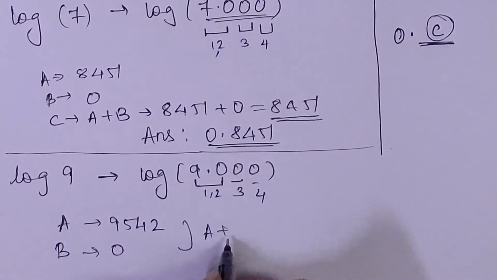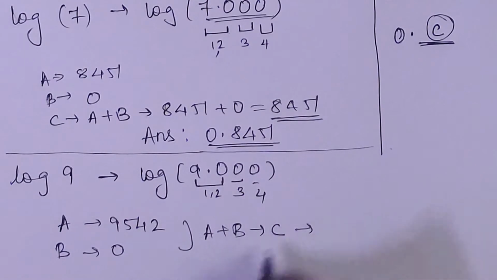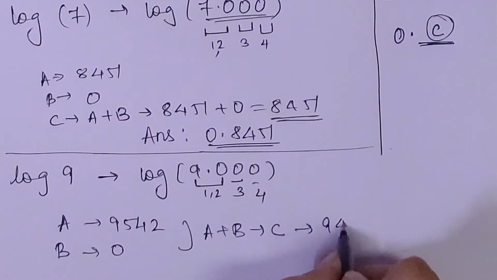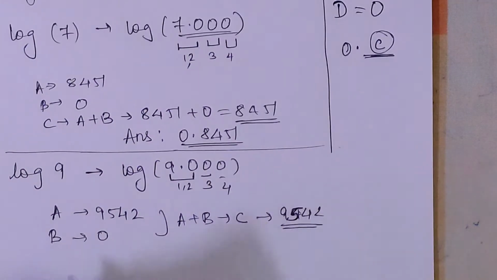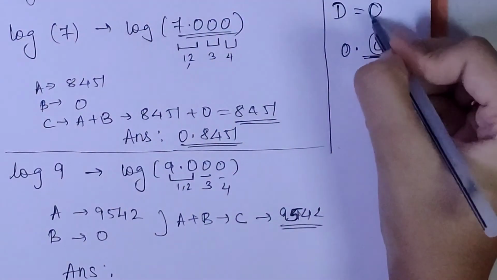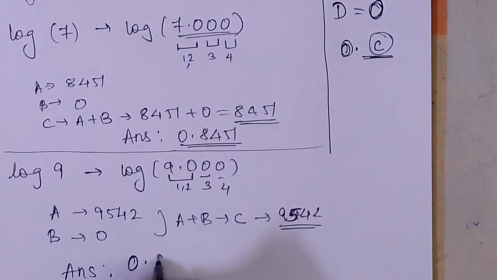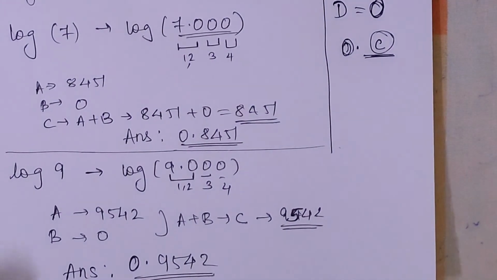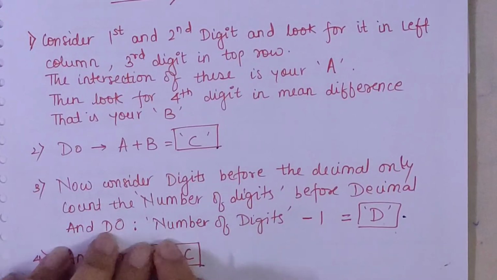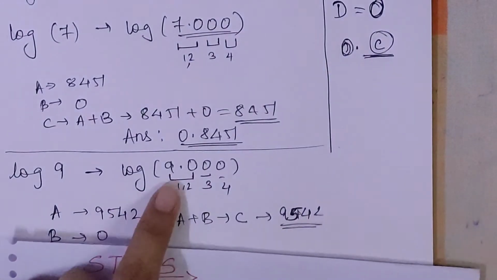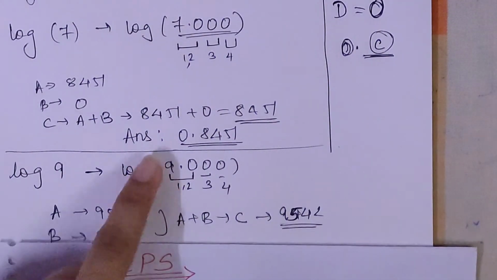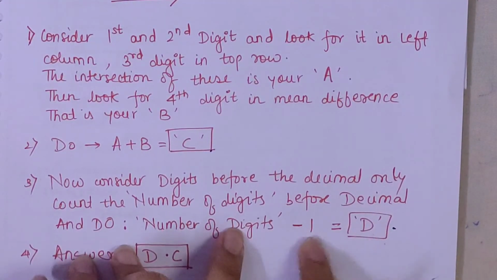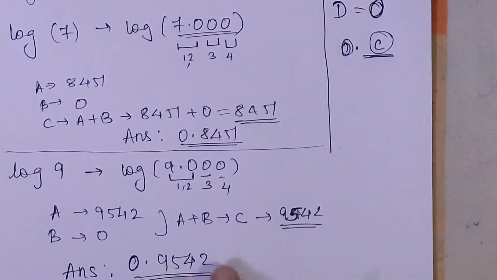So now what do we do? A plus B. That will give me my C. So what is this? 9542 itself. By adding 0, it doesn't make a difference. Now your answer is ready again. It will be 0.9542. Again, I am explaining why I took D as 0. Because of the number of digits minus 1. How many digits do I have before the decimal? 1. So it will be 1 minus 1. Number of digits before decimal minus 1. Therefore, I take 0. 1 minus 1 is 0 and therefore I get 0.9542 and that's it.